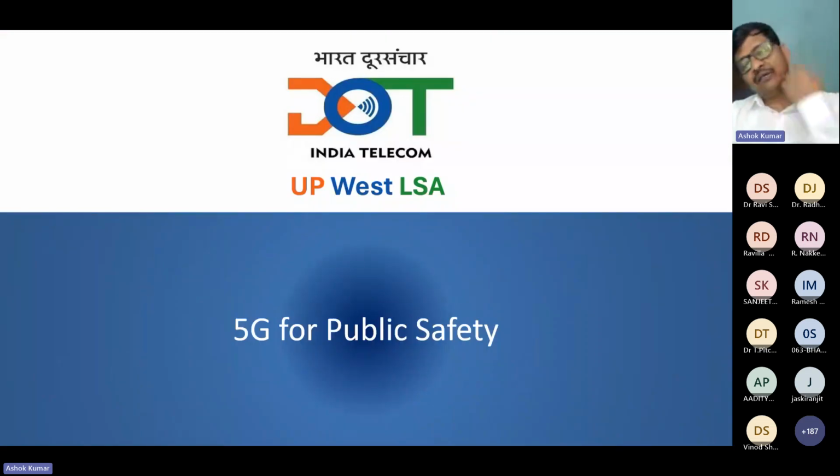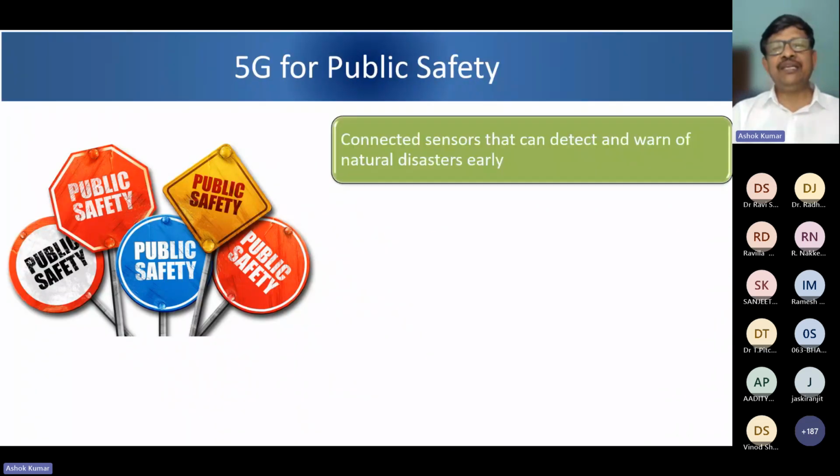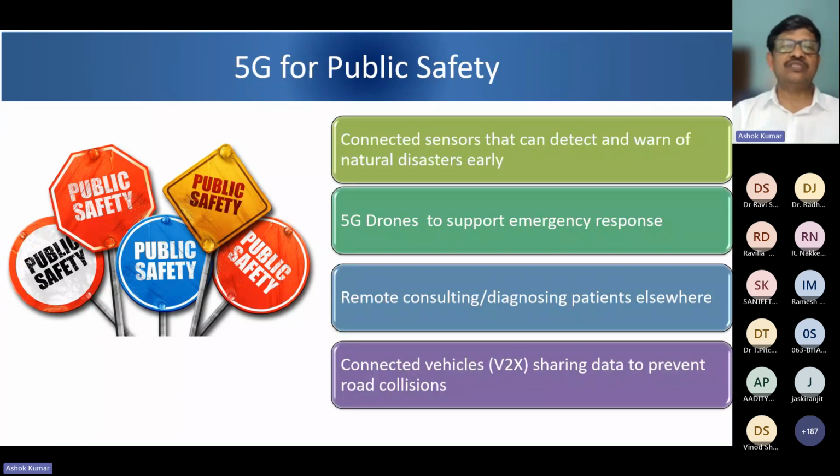The other sector I want to talk about is public safety. Public safety is police, NDRF, SDRF, firefighters and all. There are many use cases for them also, which 5G can offer. For example, connected sensors which can detect natural disasters so they can react faster. A 5G drone can be used in emergency response, maybe in a disaster. Remote consulting and diagnosing a patient would be possible. And the V2X we talked about can also help prevent road collisions.